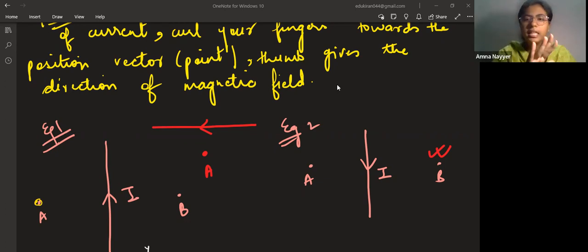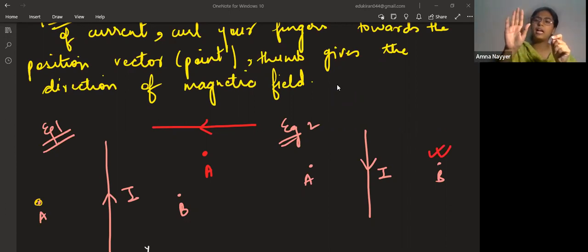See, if we keep the right hand, just use your right hand only. If we keep our right hand along the direction of current, where is the current pointing? Current is pointing upwards. So I'll also take my hand. This is the right hand, pointing upwards. So whether I should keep it like this or like this is determined by the point where I have to find out the magnetic field. Point is located here, right? This is exactly what you are looking at on the screen. So point is located exactly to the left of the current element, wire.